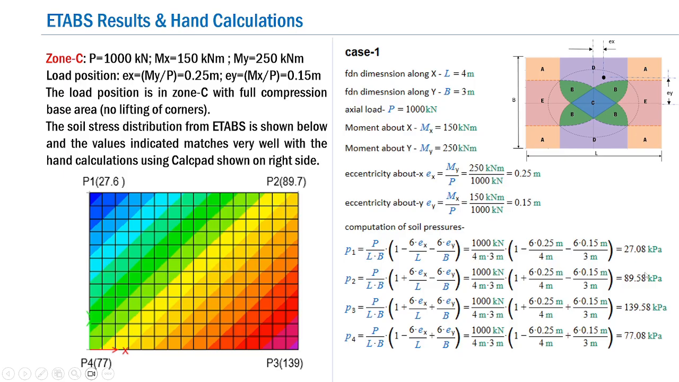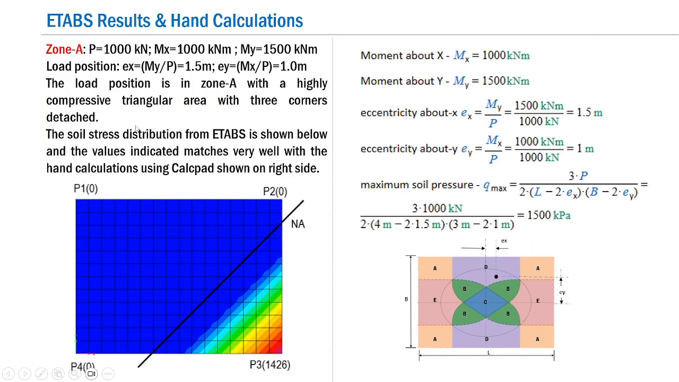P2 is 89.5, here it is 89.7, and P3, the maximum pressure, is 139.6 by hand, and ETABS provided 139 kN per meter square. And finally the P4 value is 77.08, here it is 77. So for the small eccentricity case we find an absolute one-to-one matching between the hand calculations and the ETABS results. Now let me take you to the other zone.